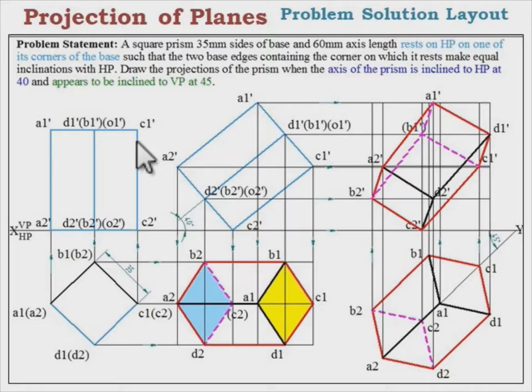Next, for third position, axis of the prism appears to be inclined to VP at 45 degree. Since the words appears to be inclined are there, it is not a locus method. We will draw a 45-degree line, and this top view of the solid is rotated to 45-degree line. Now we are viewing in this direction to draw the front view.